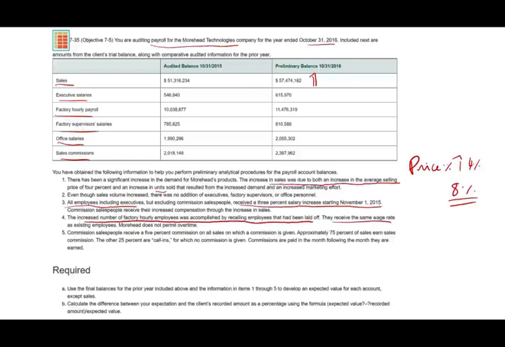So that's why we have the number of hourly employees going up, and part of it is 3%. Commission people receive a 5% commission on all sales, so this is how we pay them. Approximately 75% of sales earned sales commission.